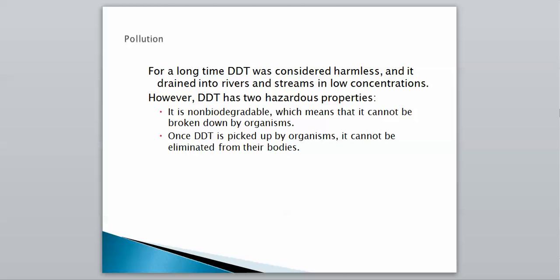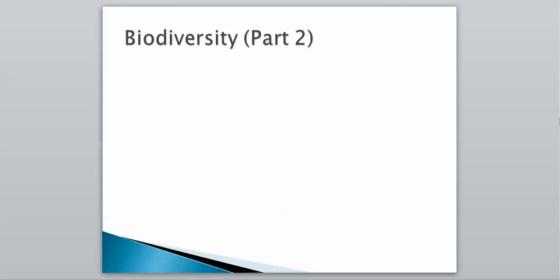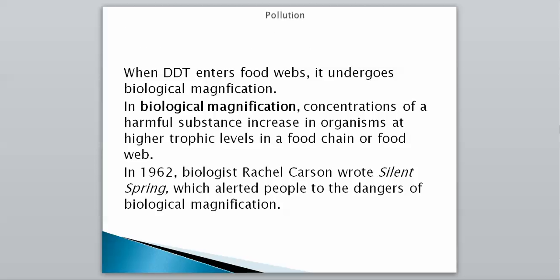So if you remember, we talked about how it's non-biodegradable, which means it cannot be broken down by organisms, and once it's picked up by organisms, it can't be eliminated from their bodies. And so we're going to talk about the problems that occur with this. So when it enters a food web, it undergoes a process that is known as biological magnification.